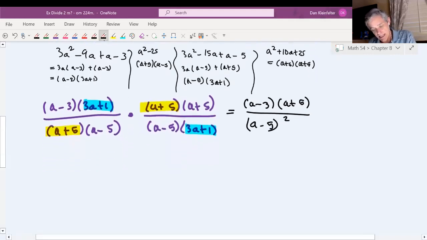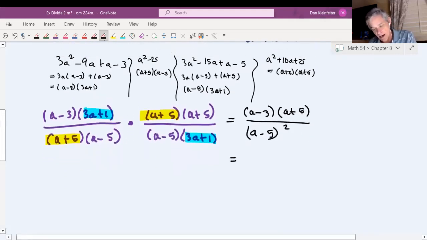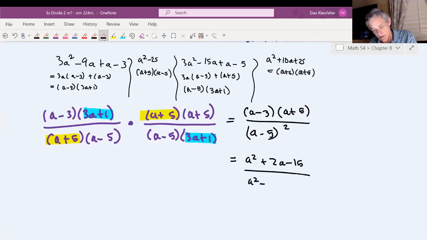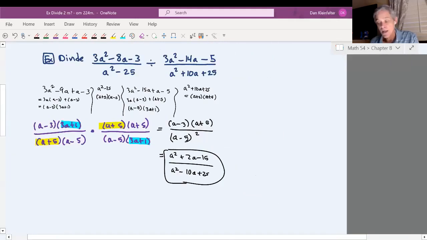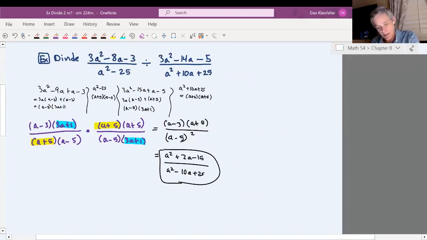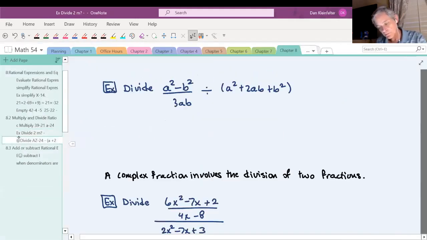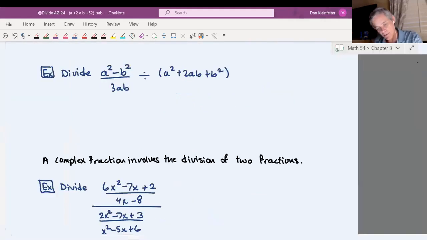And then it's probably a nice idea to go ahead and multiply all that out. So we'll have a squared plus 2a minus 15, and then a squared minus 10a plus 25. Okay, all right, that will do it. We have just about 3 more, and then we'll be all finished. So let's try this one.